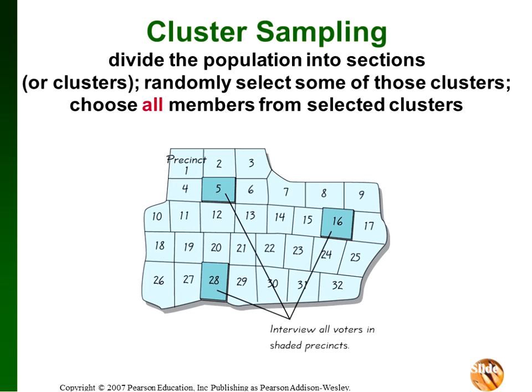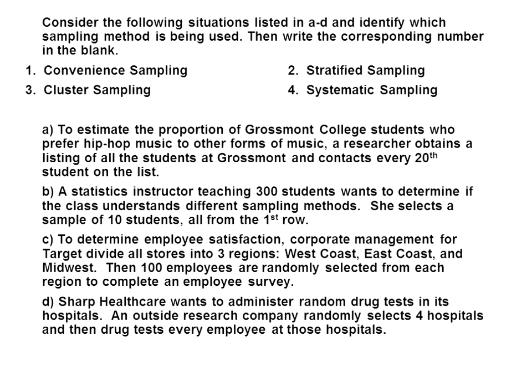And then we have cluster sampling. You divide your population into sections, which are known as clusters. And then what you do there is you randomly select some of those clusters. But when you randomly select those clusters, you have to choose all the members from those clusters. So there's different strategies for collecting samples, and those are a few.